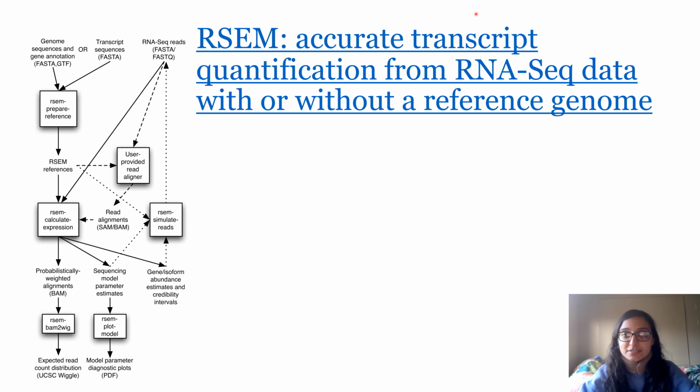So here is this RSEM tool. It provides accurate transcript quantification from RNA sequencing data with or without a reference genome. You can understand here that you have genome sequences, FASTA, GTF files, or you can have transcript sequences in a FASTA file. Then you can use RSEM prepare reference to make RSEM references. You could also have the RNA reads in FASTA or FASTQ files as well. You can calculate the expression. So this is all that's going on. This is expectation maximization at play.